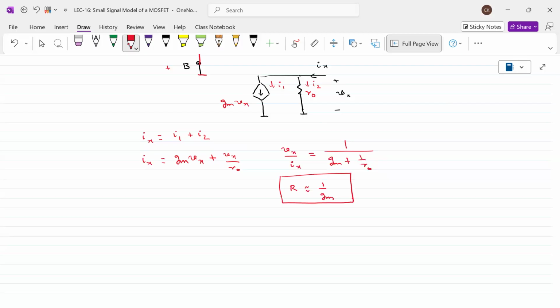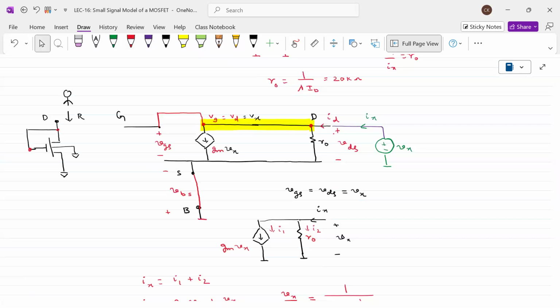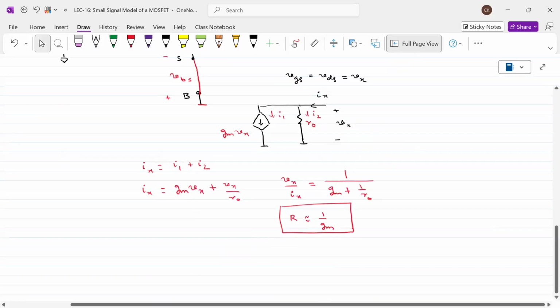So from the circuit design point of view, if I ask what is the resistance of a diode connected load, immediately you should say it is 1 by Gm. The resistance offered by the MOSFET is 1 by Gm. Whenever you connect the gate to the drain, this is called a diode connection. Okay, is the point clear to everyone? Right. Now, let us take the third example.